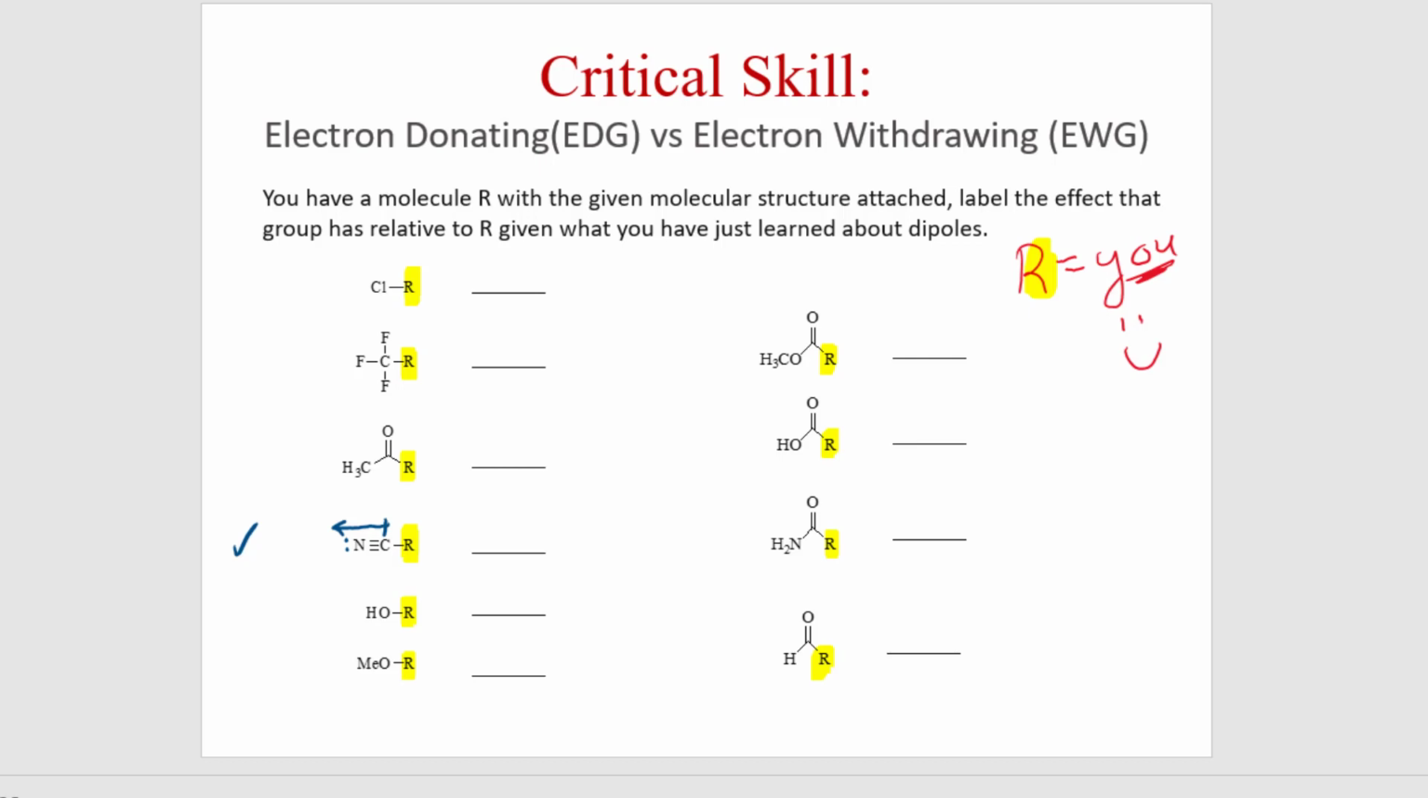So if you are, let's just say you're a biological system and you have that group off of you, that group is considered an electron withdrawing group. I don't care about you. I want to know whether the group attached to you is electron withdrawing or is it electron donating.